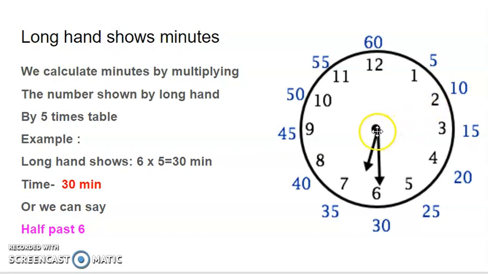Now in this clock, the long hand is on 6. So how do we calculate? Long hand shows 6. So 6 multiplied by 5, that is 30 minutes, is the time shown by the long hand. And we can say it is 6:30 because the short hand is after 6 before 7. So it is half an hour past 6 o'clock. Let us see more examples.